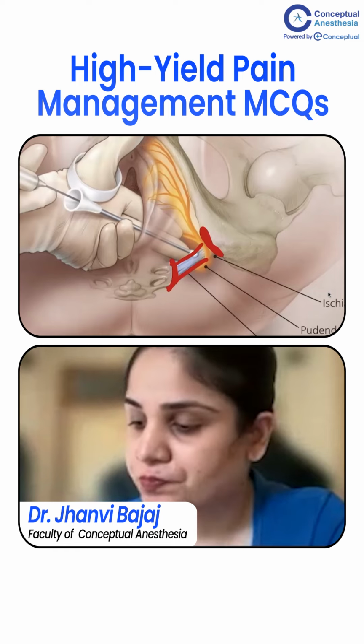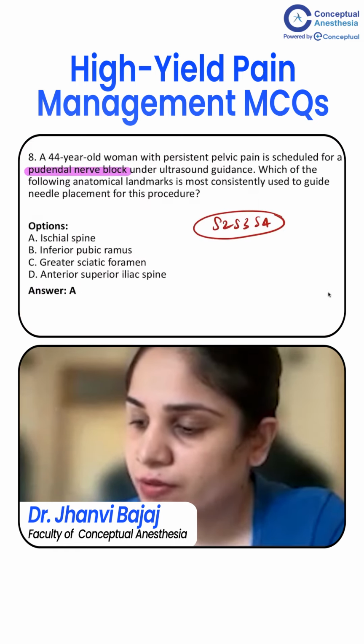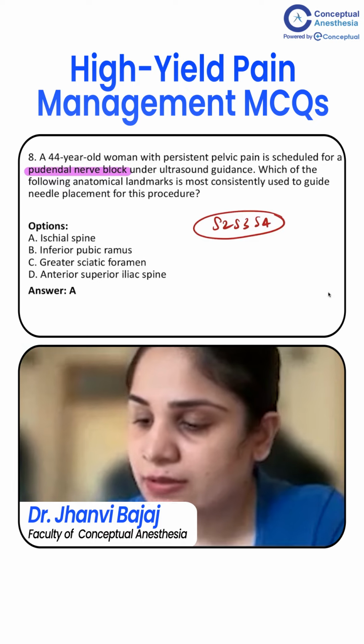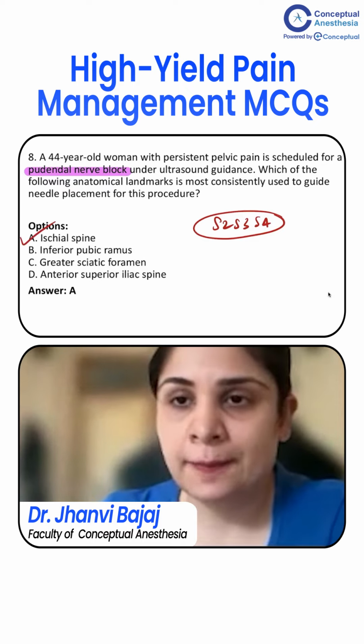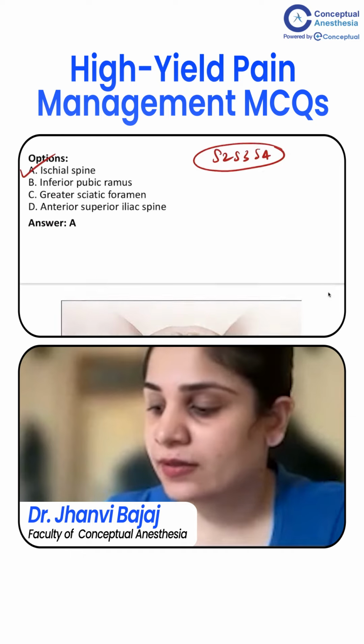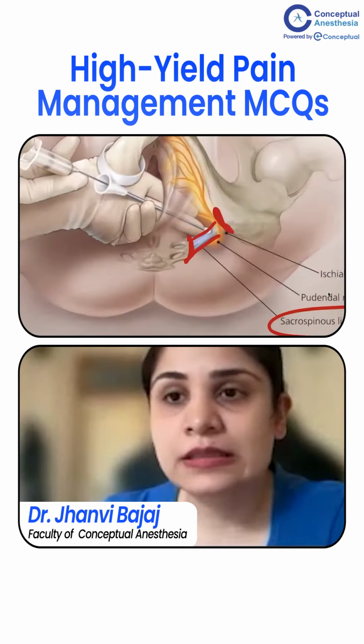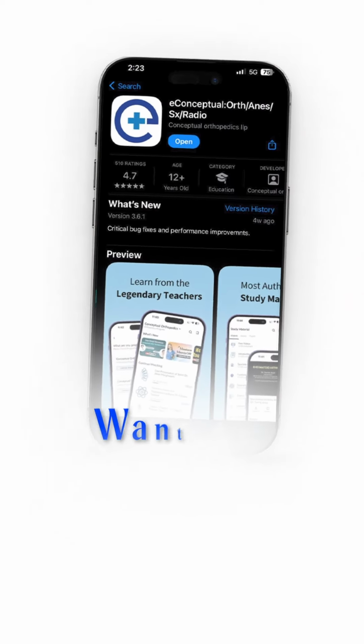So if they ask you over here, what landmark is most consistently used to guide needle placement for this procedure, it will be the ischial spine. It is prominent, it is easy to palpate, and it is where you will find the pudendal nerve consistently.